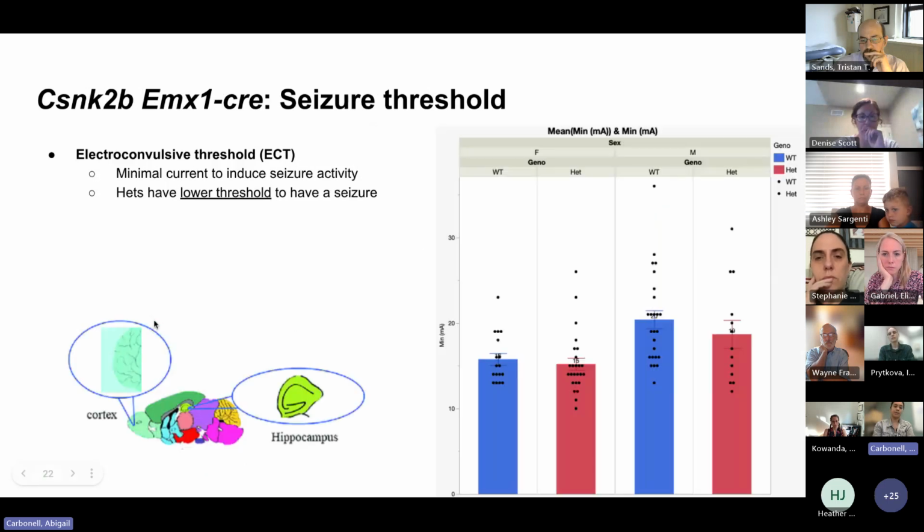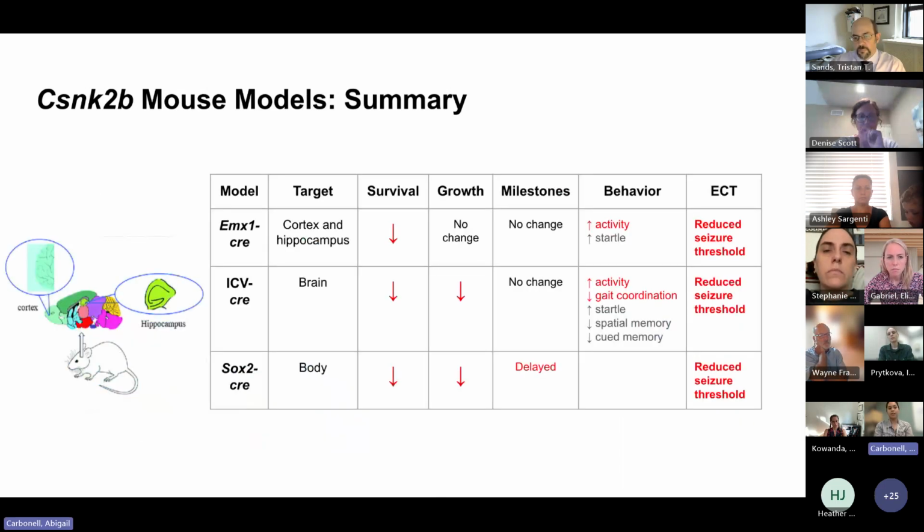And we also see that when we target the cortex and hippocampus, in both females and males, we see in the red bars that the threshold is lower, meaning they're more likely to have a seizure at lower stimulus intensities. So overall, that was a lot of slides and a lot of information, but here's the summary. I'm showing here at the top the EMX1 Cre mouse, which is where we target just the cortex and hippocampus. We see that there's a reduction in survival.